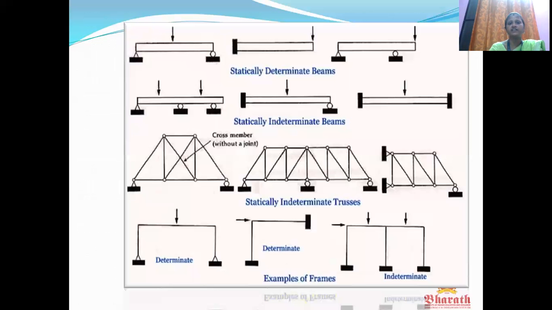Next, we are going to see examples of statically determinate beams and statically indeterminate beams. If you take statically determinate beams, these are the pictures. Look at the first three pictures. The first row represents the statically determinate beams. For example, in the first picture, one end is pinned and the other end is a roller.